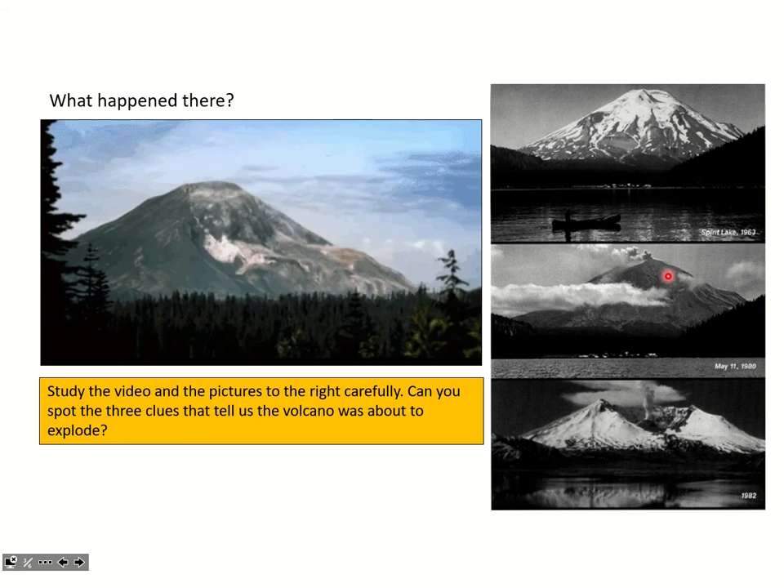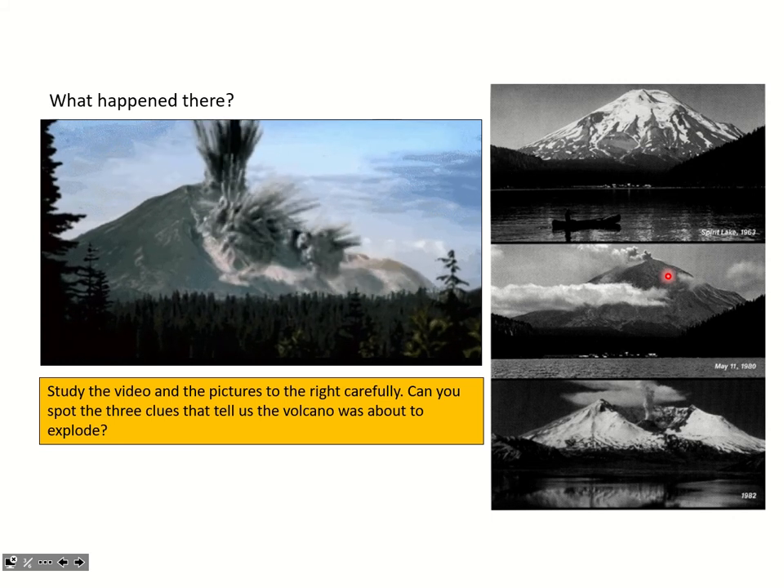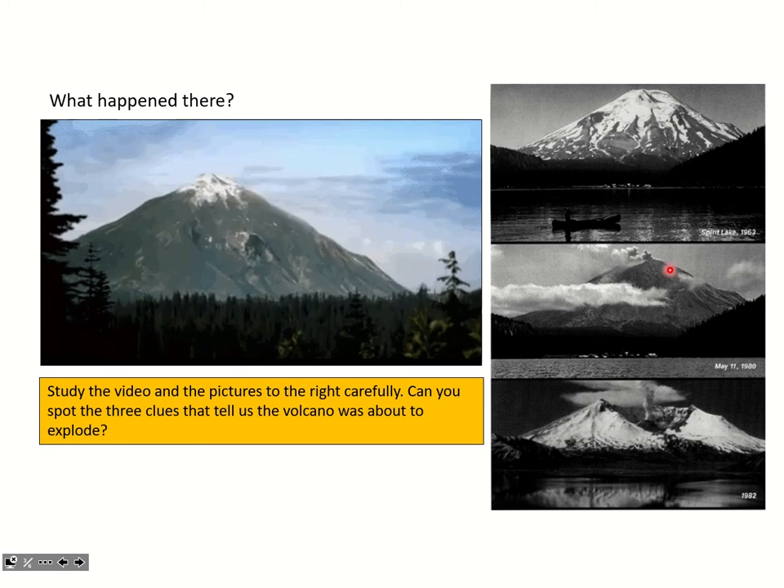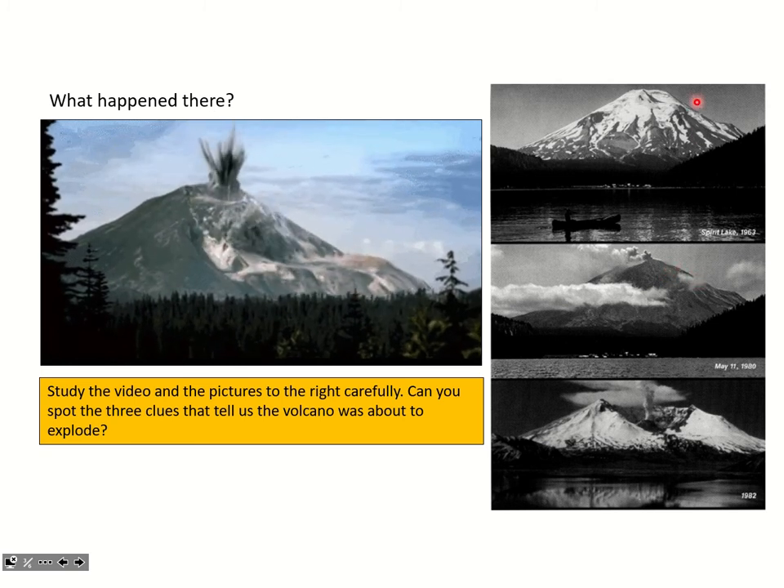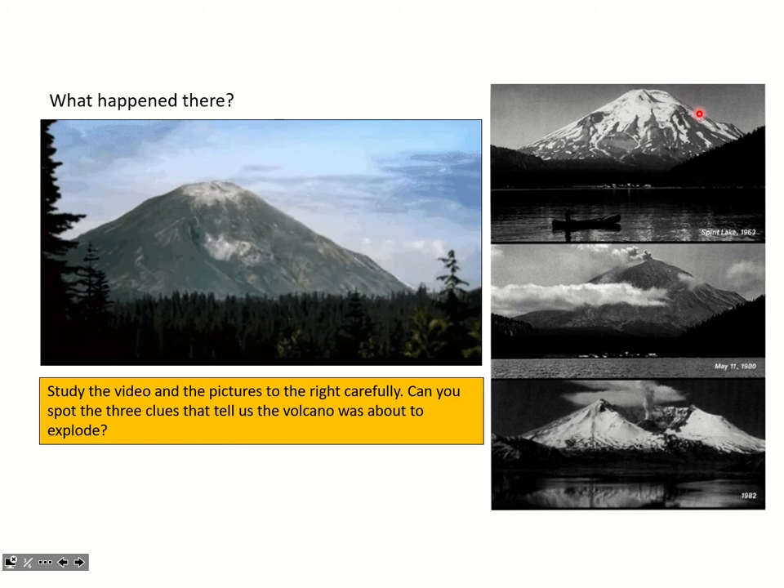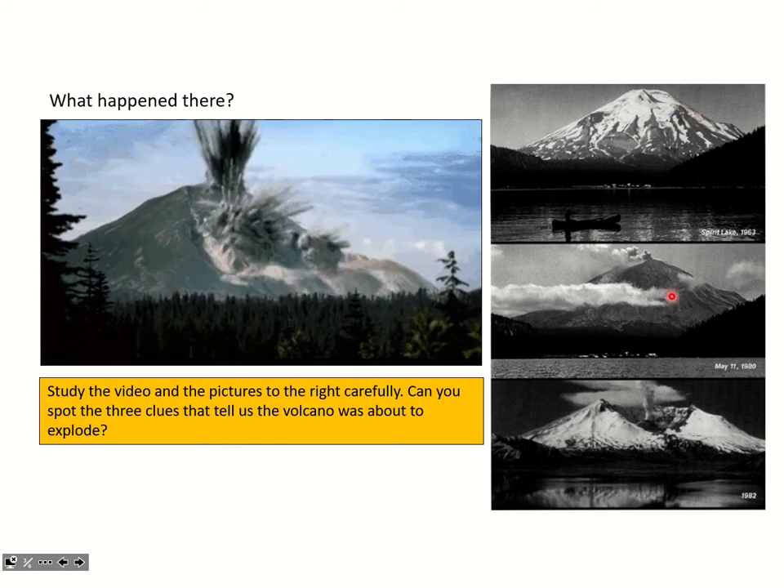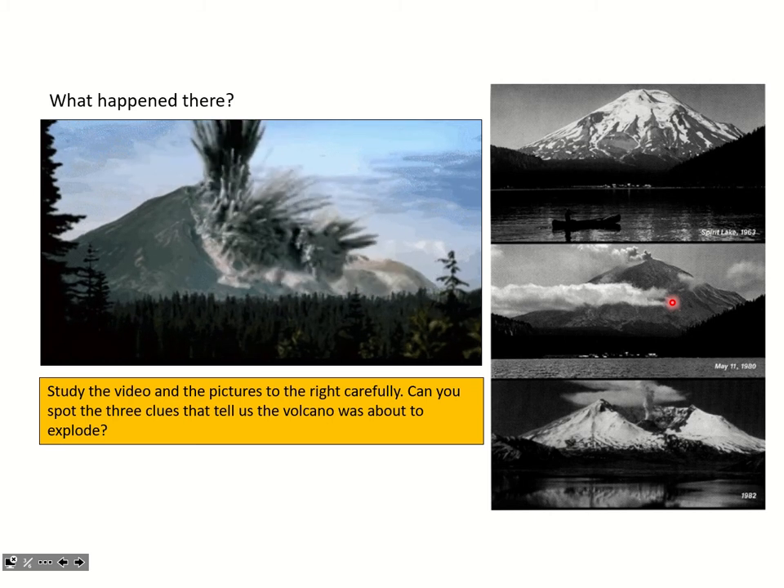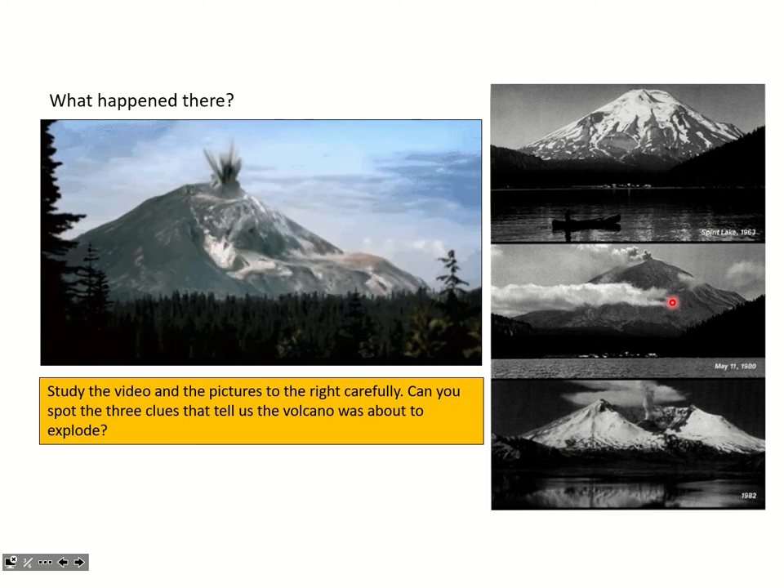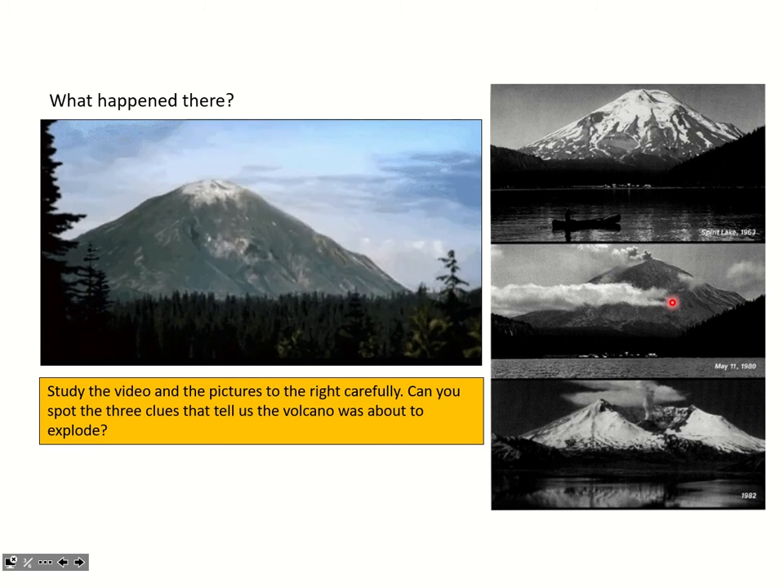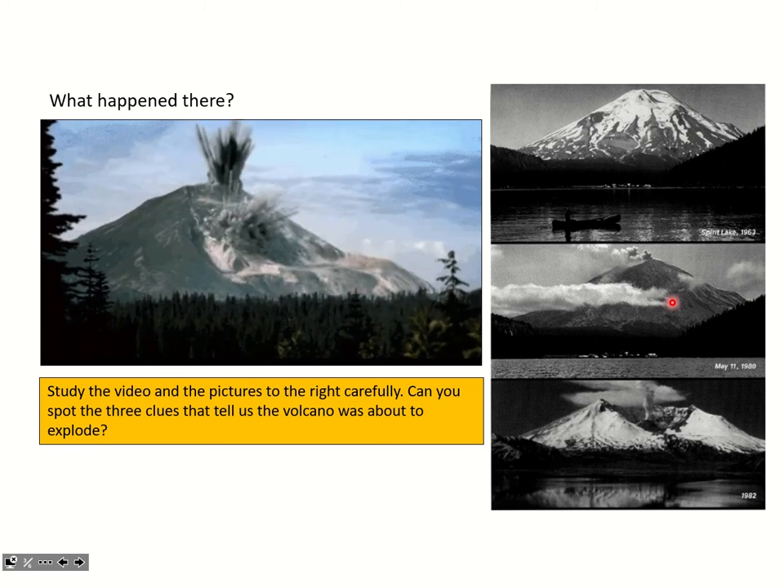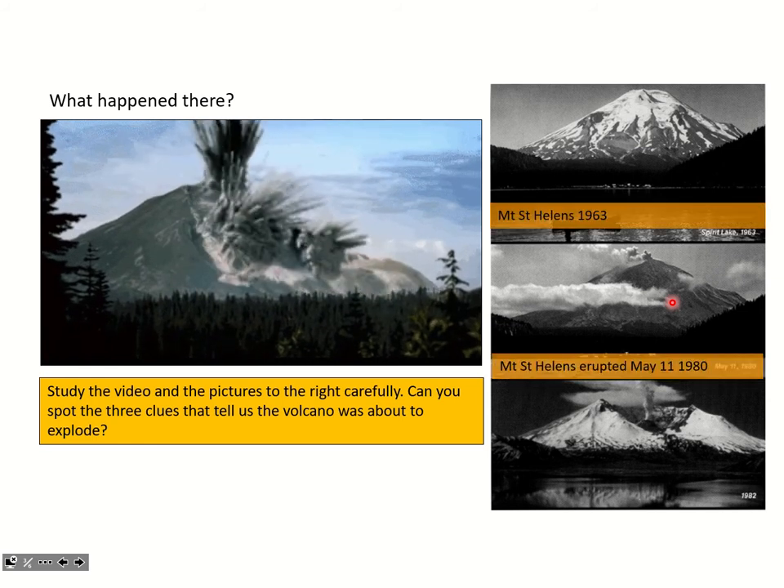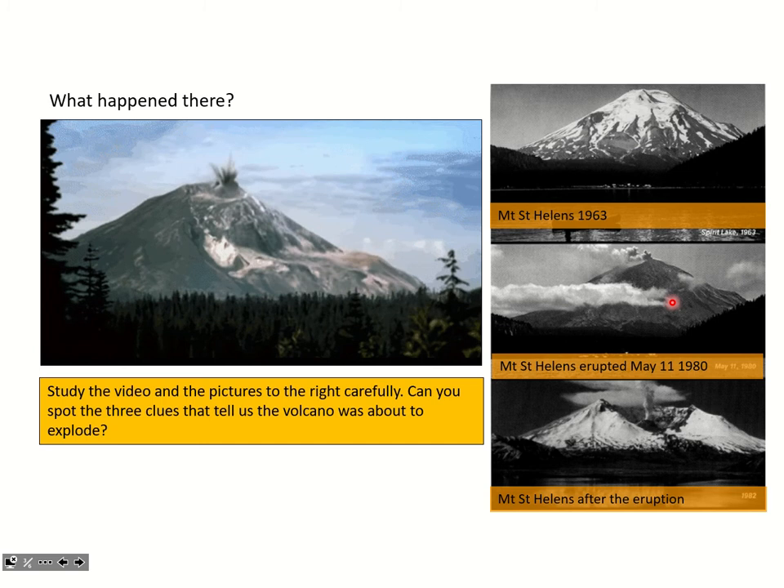I mentioned a cryptodome a moment ago. That just means a hidden bulge of magma underneath the mountain. And if you look carefully, you can see a bulge in the side of the mountain. And that could be evidence of the cryptodome actually changing the shape of the mountain. And volcanologists were able to measure a change, a bulging in the shape of the mountain. And that is the other clue that tells us that the volcano is going to erupt. So three clues. That's in 1963, that's in 1980, and that's after the eruption.